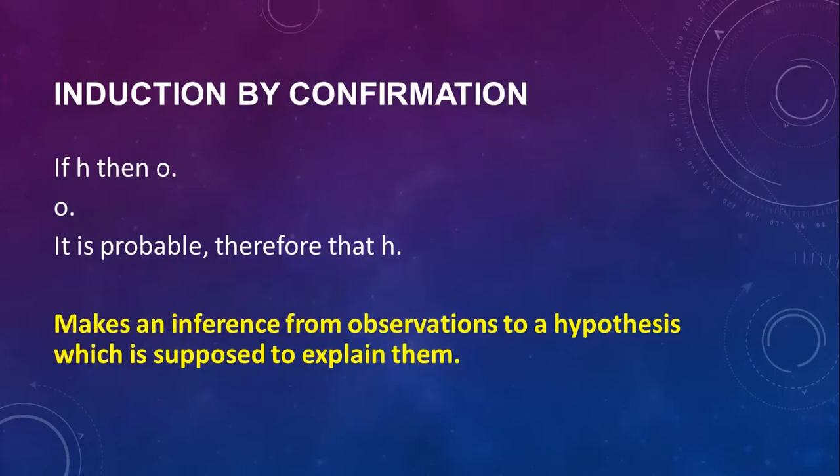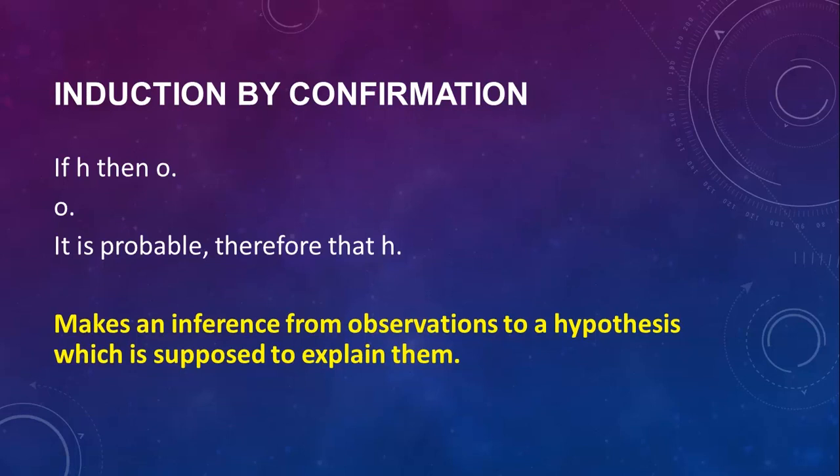Okay. So here's one more way of doing empirical sort of population to sample stuff. It's called induction by confirmation. So if H is a hypothesis, then we should see O, which is an observation. We did see O, the observation. It is probable, therefore, that the hypothesis was true. Okay, so this makes an inference from observations to a hypothesis which is supposed to explain them.